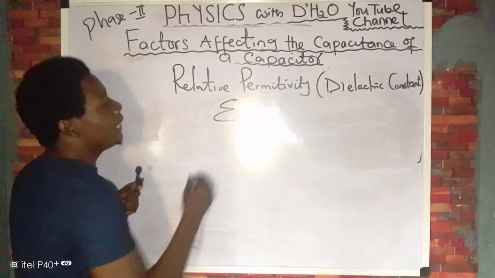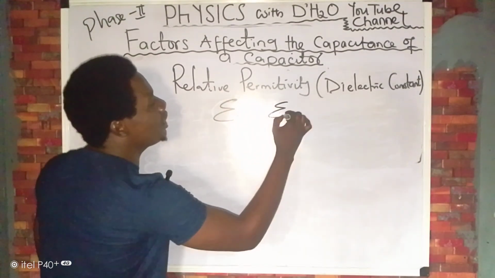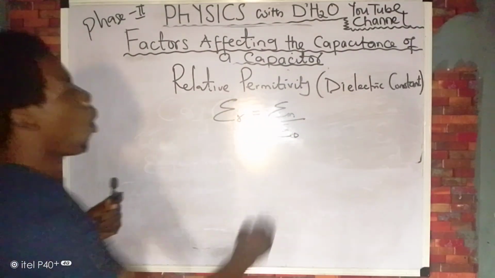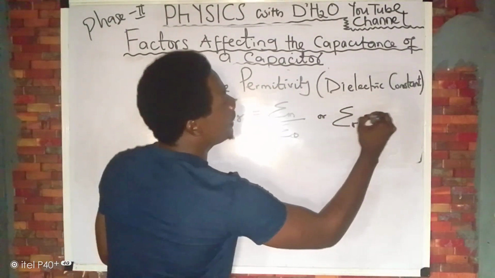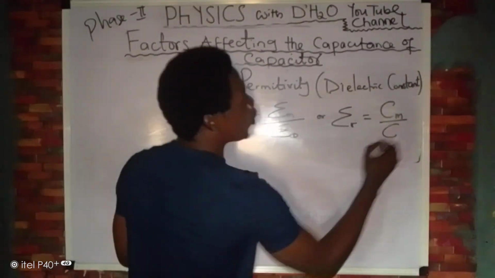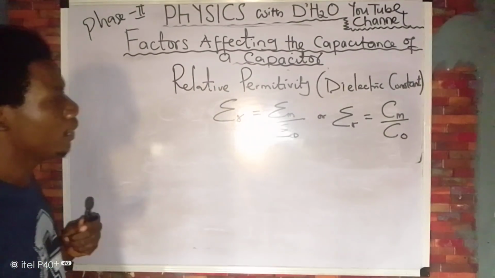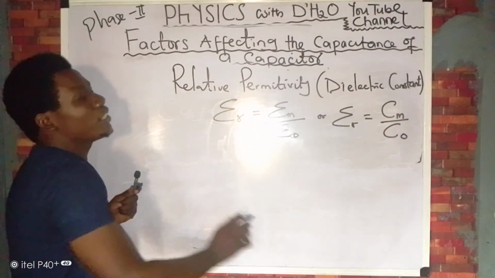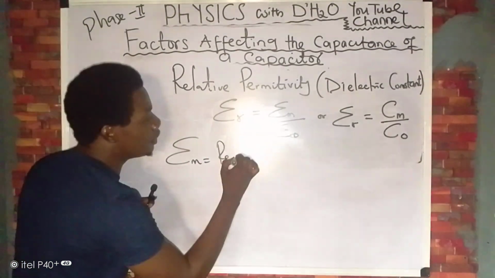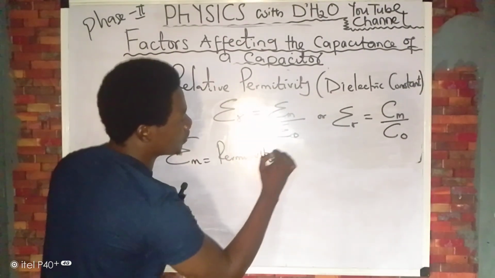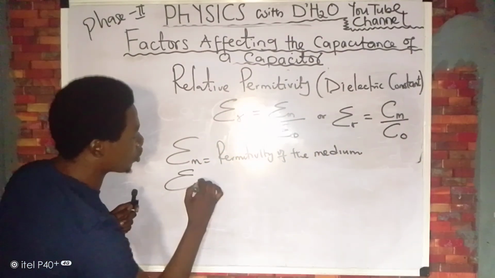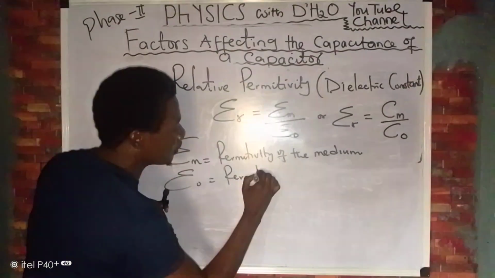Relative permittivity is equal to the permittivity of the medium over the permittivity of free space. Or relative permittivity is the capacitance of the capacitor in the medium over the capacitance of the capacitor in free space. It must be noted. So relative permittivity is called the dielectric constant. Take note, this is called permittivity of the medium, and this is called permittivity of free space.